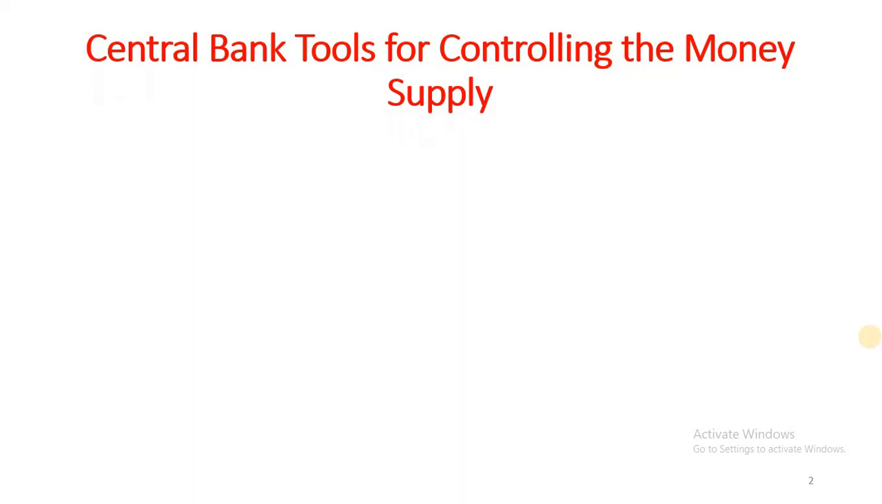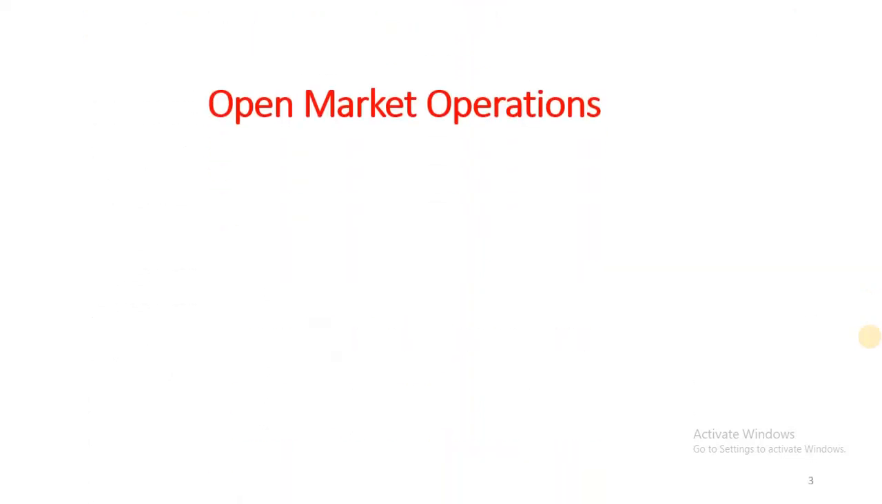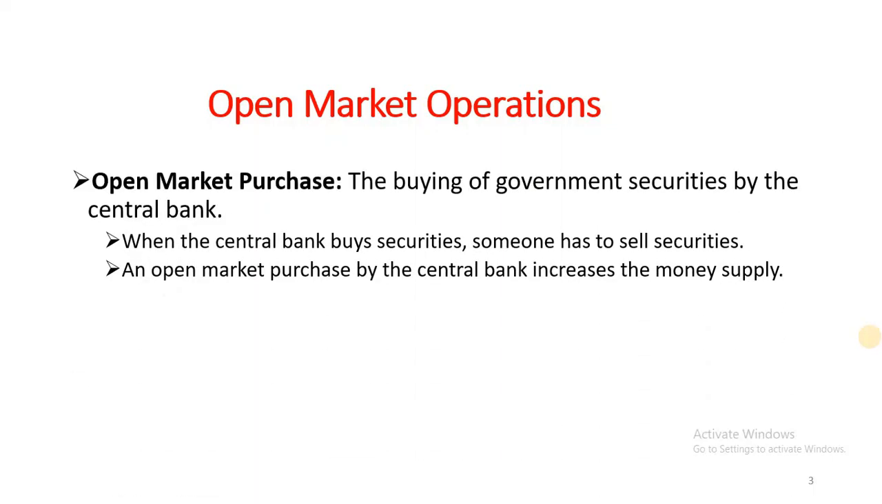Central bank of any country uses three tools to control money supply. These are open market operations, the required reserve ratio, and finally the discount rate. Open market operations are used by central bank to purchase and sell treasury securities to influence the money supply.